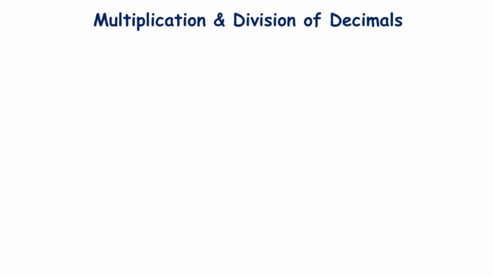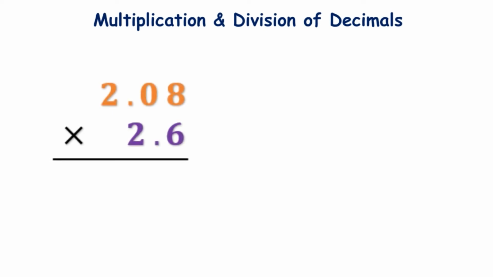Let's come to the last topic, multiplication and division of decimals. Whenever you multiply or divide decimals, you don't need to be careful with the decimal point. Let's have an example. We are going to multiply 2.08 by 2.6. Forget about the decimal point. Just multiply 208 by 26. You already know how to multiply.